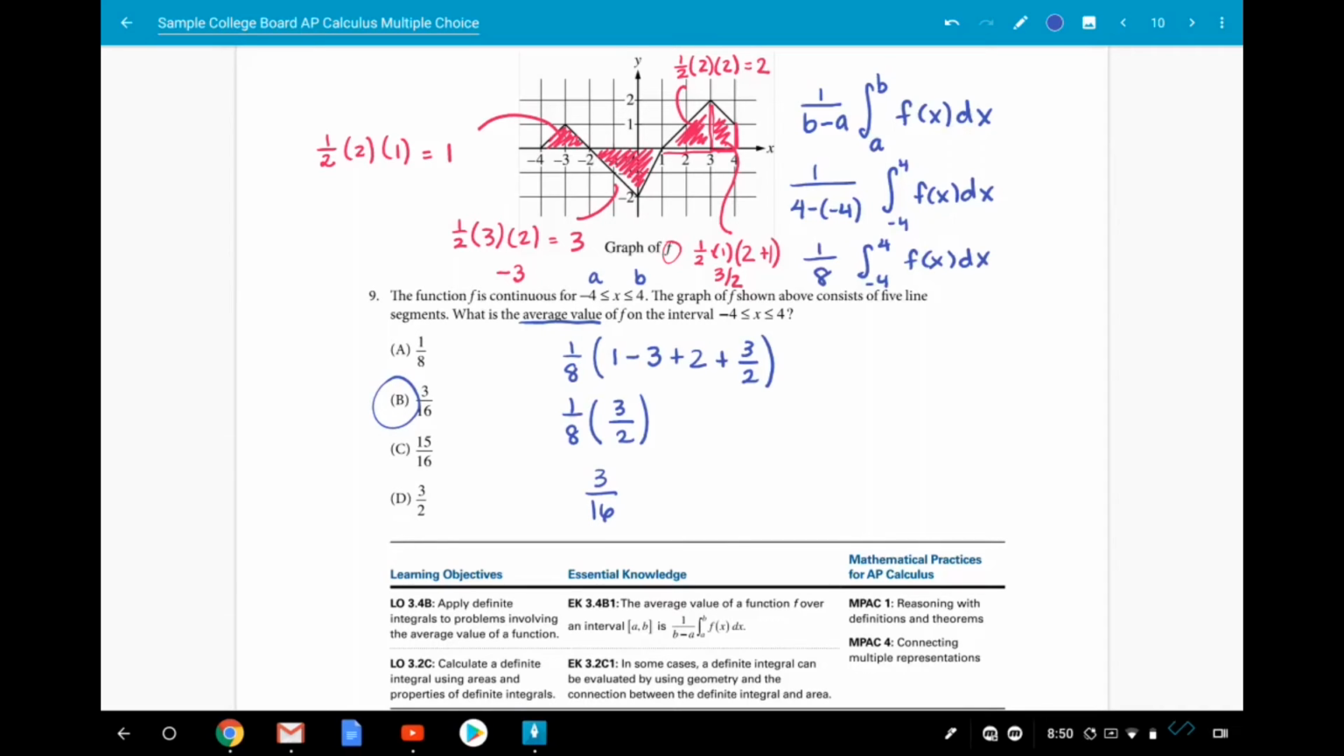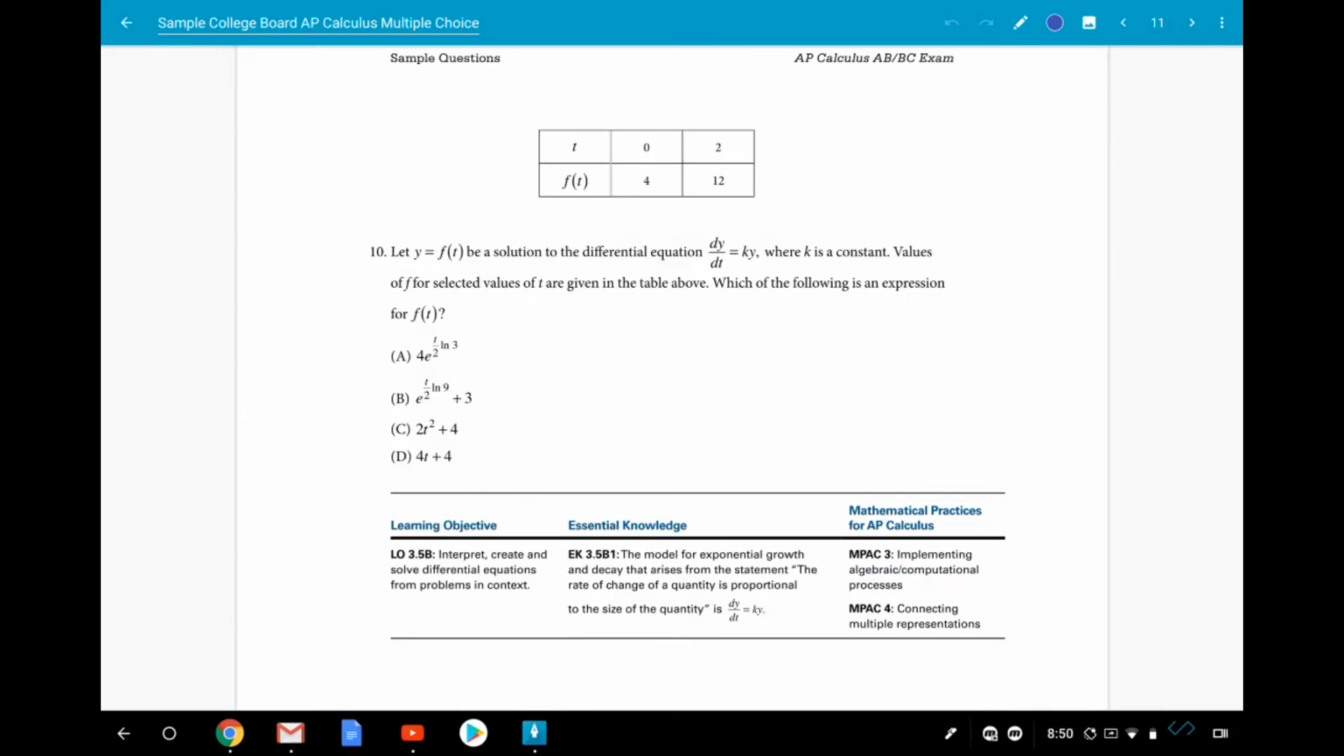Okay, last problem. Number 10. Let y equals f of t be a solution to the differential equation dy over dt is equal to ky, where k is a constant. Values of f for selected values of t are given in the table above. Which of the following is an expression for f of t?